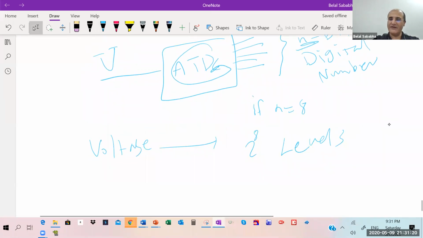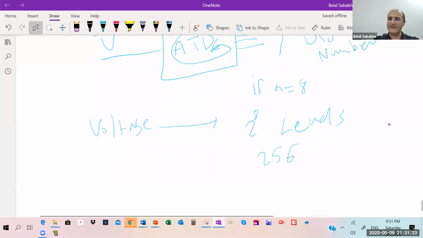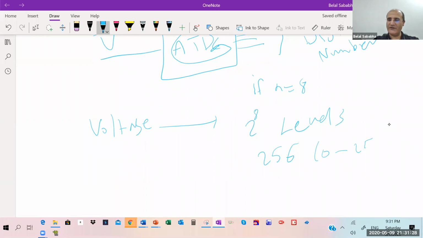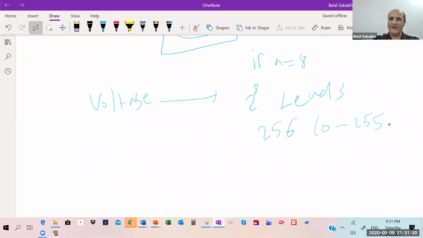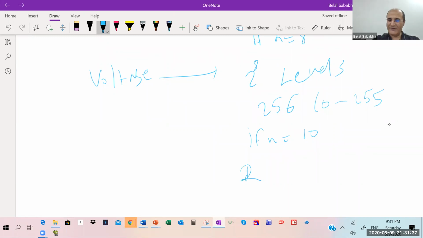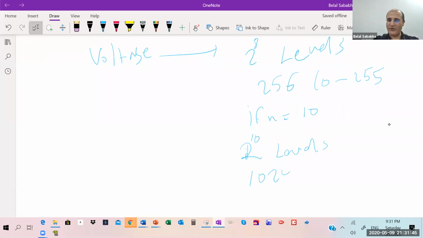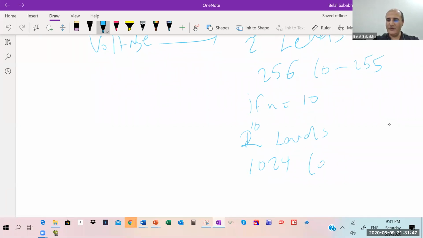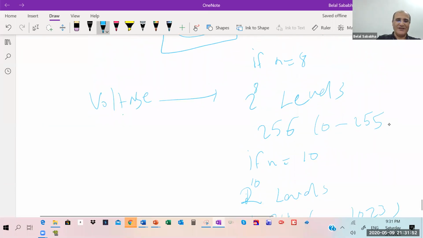Right? 256 levels, which are from 0 to 255. Now if n was 10, it means I have 2 to the 10 levels, right? And this is 1024 levels, from 0 to 1023. Imagine this voltage is something between 0 to 5 volts.